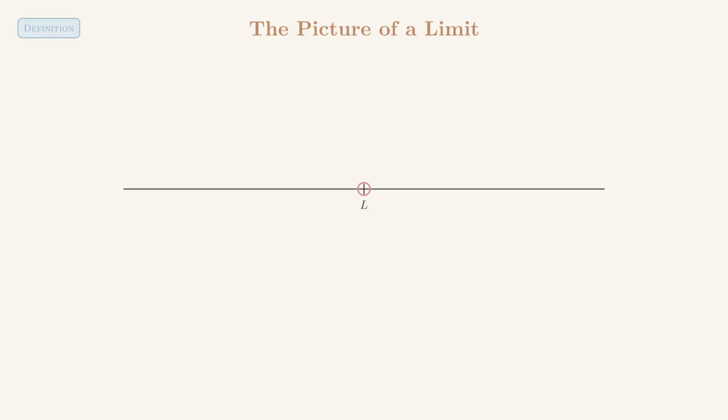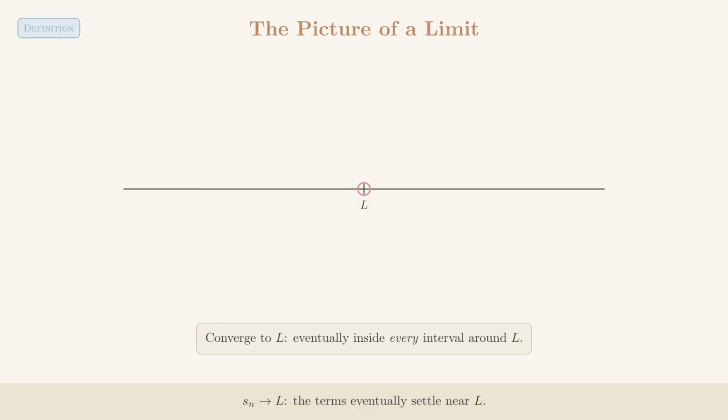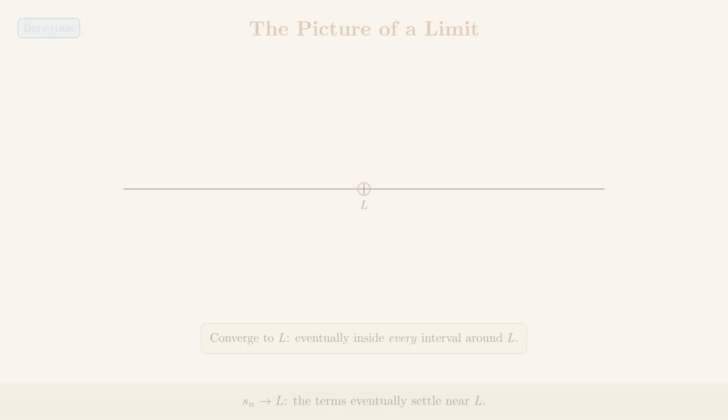A sequence converges to a value L when its terms eventually gather near L and stay. Choose any tolerance, a small interval around L. Past some point, every single term lands inside it. Tighten the interval as far as you wish. The terms always catch up and crowd in, never to leave again. Keep this band in mind. Every story that follows is a race to get inside it.